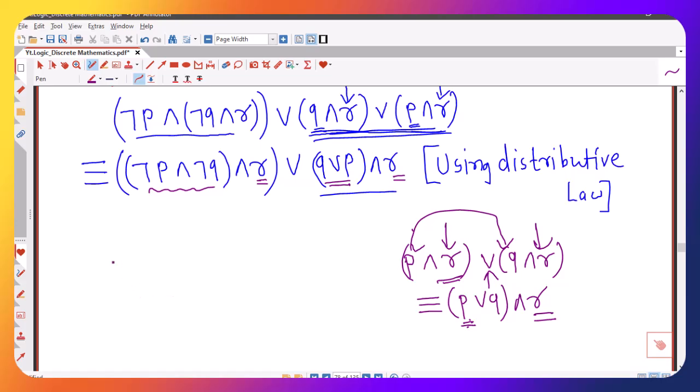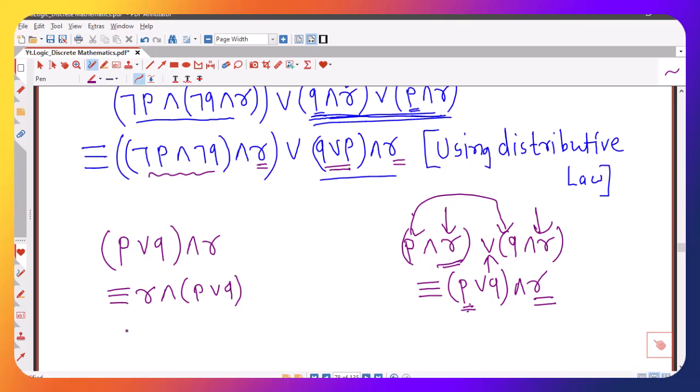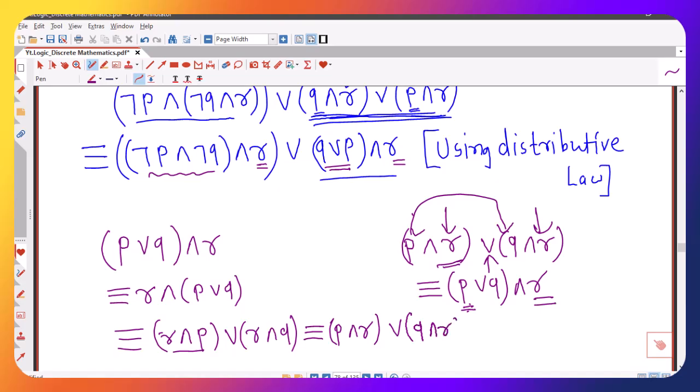We have seen this type of distributive laws so far, (P or Q) and R. Using commutative property I can write this as R and (P or Q), and that is (R and P) or (R and Q), and this I can rewrite using commutative property as R and P can be written as P and R, or here Q and R. So now you can see (P or Q) and R is logically equivalent to (P and R) or (Q and R). So that I will apply again here.